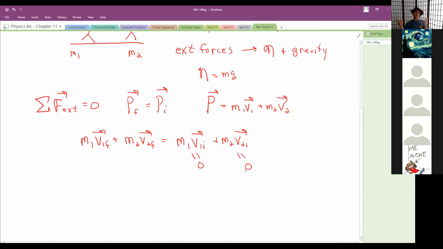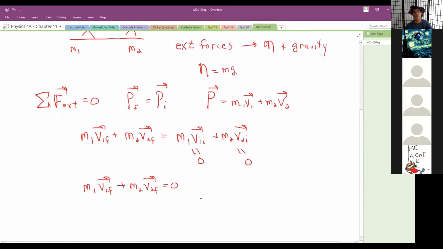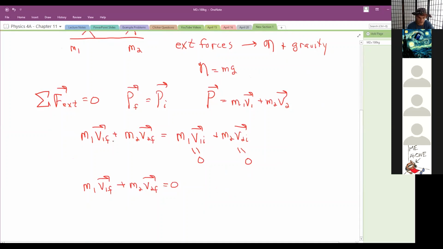So basically, if the initial momentum was 0 and the sum of the external forces is 0, momentum's not going to change. So what I get is m1 v1 final plus m2 v2 final equals 0. And what are we looking for in this case? We're looking for how fast the second person, m2, is going afterwards. So we're solving for v2 final.